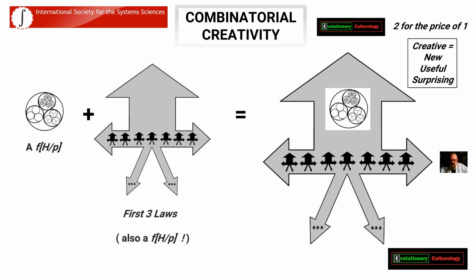Next. And you can combine two old things, so the tricircles and then the three laws diagram, and you get the one on the right, two for the price of one. So combinatorial creativity: combine two or more old things to get a new thing and see if it works better than the available alternatives. Evolutionary epistemology, if it works, keep it. If it works better, use that one.